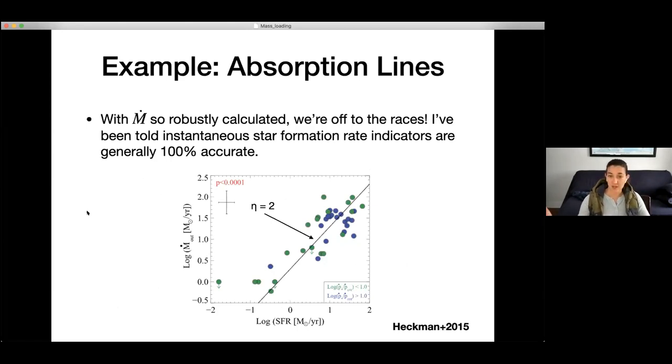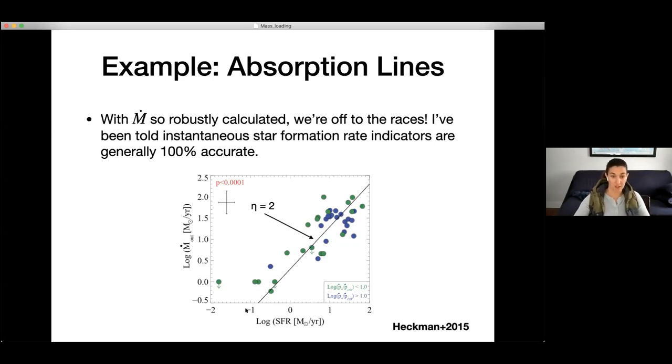Great, but let's say we've measured m dot. Now we're good. Now we're off to the races. We can measure eta. I've been told that instantaneous star formation rate indicators are 100% accurate, so this is no problem. Obviously, I'm being a little bit facetious. There's going to be a lot of scatter in the observations.